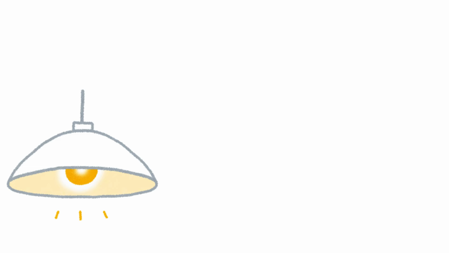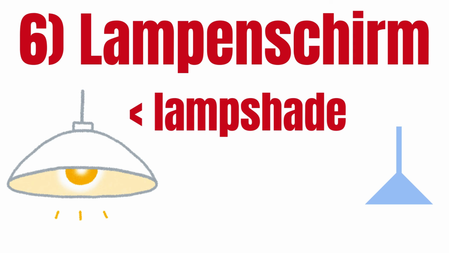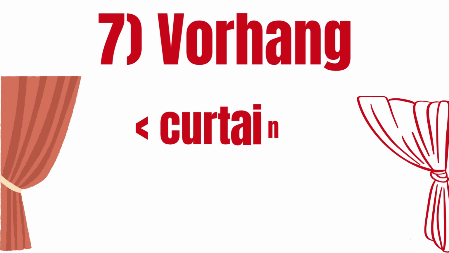Moreover, we can highlight something to do with lights, namely Lampenschirm. Lampenschirm can be interpreted as lampshade. Additionally, we might use an item next to the window called Vorhang. Any wild guess? Vorhang is the German word for curtain in English.